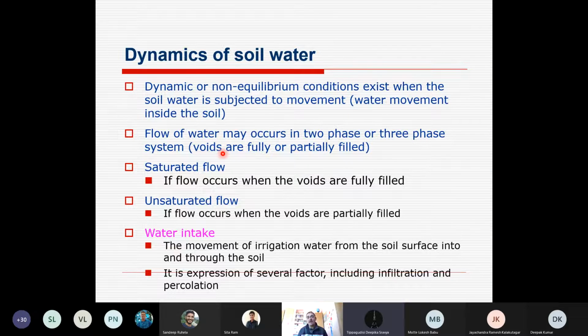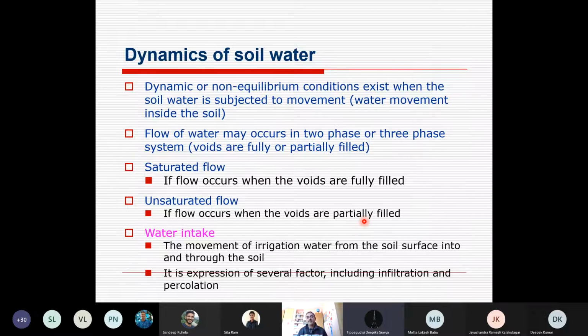So in two-phase movement, the voids are fully filled, means void volume is completely filled with water. So it's water and soil only. But if it is a three-phase system, it is a partially filled condition, means air is still there. As the process continues, theoretically, practically it is a different thing, but theoretically we assume that all the air is removed from the voids. So it becomes saturated, and it is now saturated flow. Saturated flow occurs when the voids are completely filled with water. Unsaturated flow occurs when the voids are partially filled, just like infiltration.